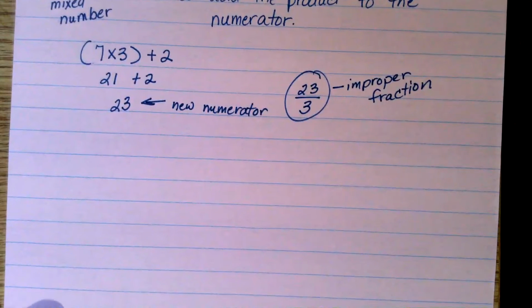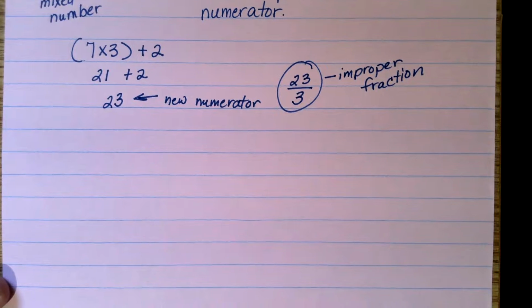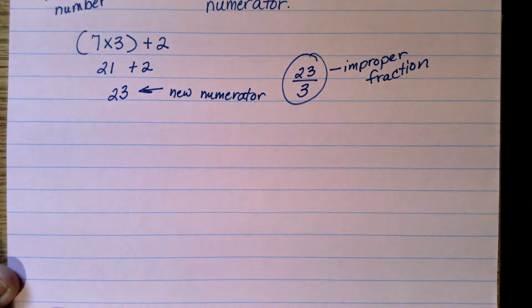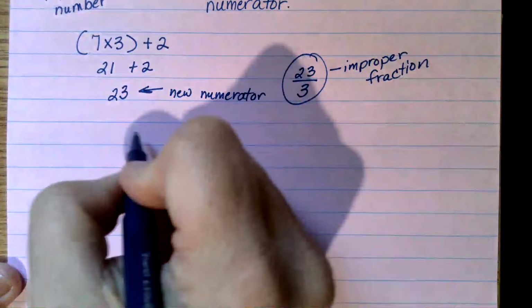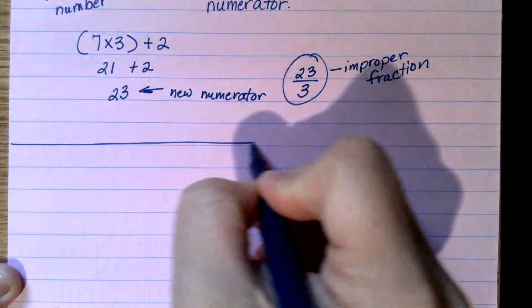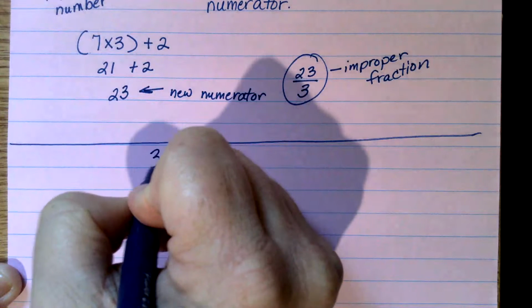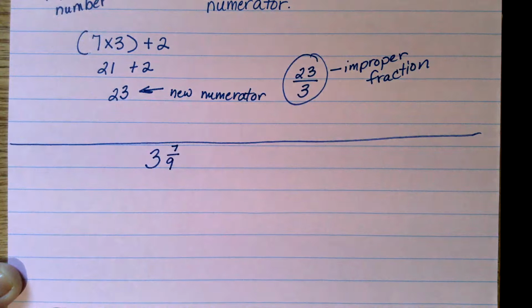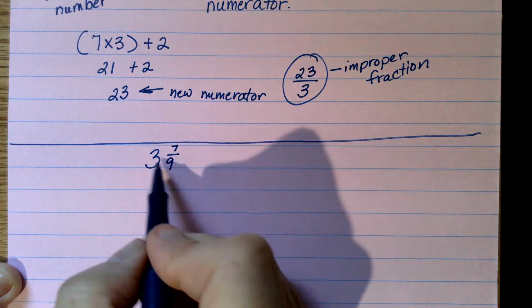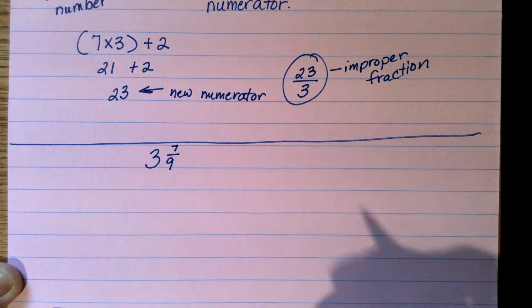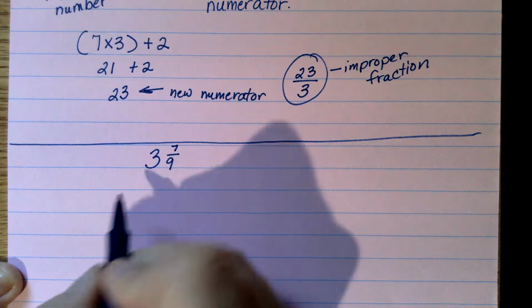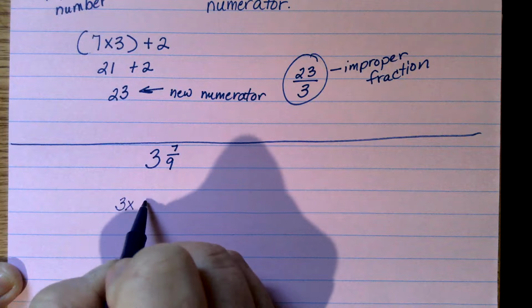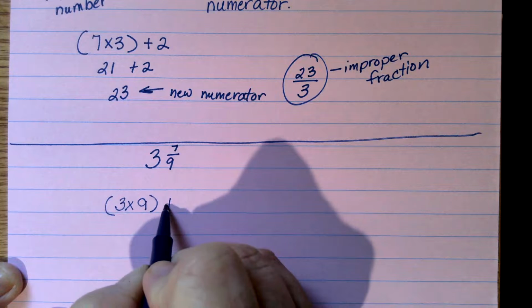Okay, we're going to do one more conversion from a mixed number to an improper fraction just so that you can have another example. Let's do 3 and 7/9. Our first step is to multiply the whole number by the denominator, and the second step is to add the numerator. So it's going to be 3 times 9 plus 7.